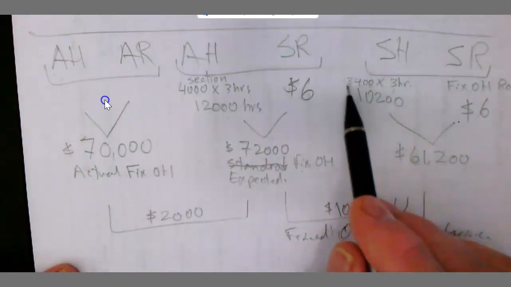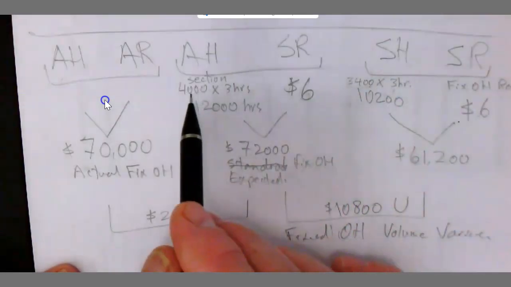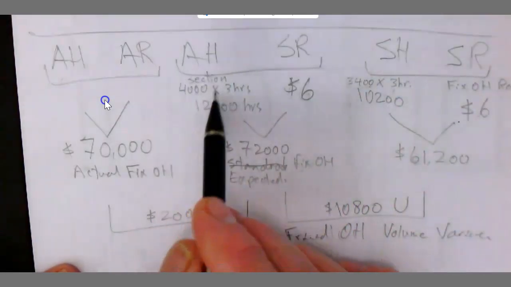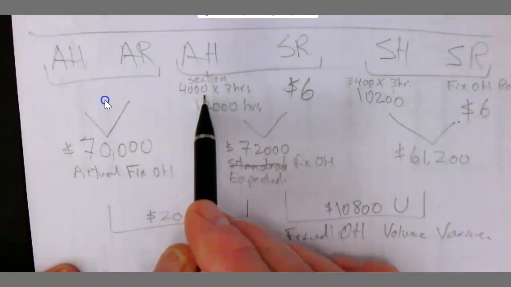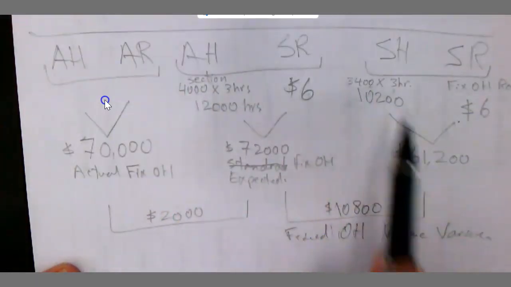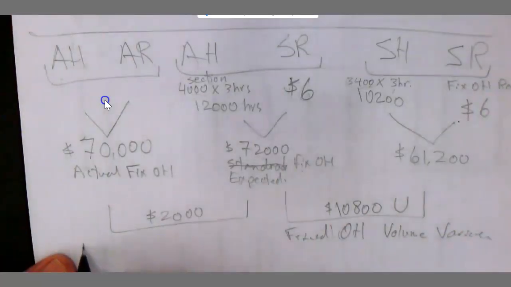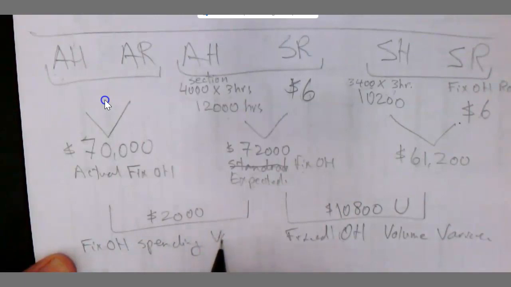You see, the volume was 3,400 sections production, while they were expecting to have 4,000 sections of production. So the production volume was low. That's why they call it fixed overhead volume variance by 10,800. And this $2,000, that's fixed overhead spending variance.